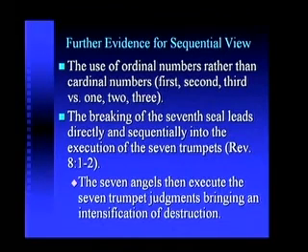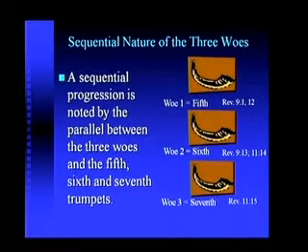Next, the breaking of the seventh seal leads directly and sequentially into the execution of the seven trumpets. The seven angels that execute the seven trumpet judgments bring an intensity of destruction. The sequential nature is also seen in the progression of the three woes. You remember in Revelation chapter 9, there is a pronouncement of three woes. These three woes follow and parallel the fifth, the sixth, and the seventh trumpet. And so from chapters 9 through 11, you see this chronological and sequential nature as they line up with the intensity of the woe judgments.